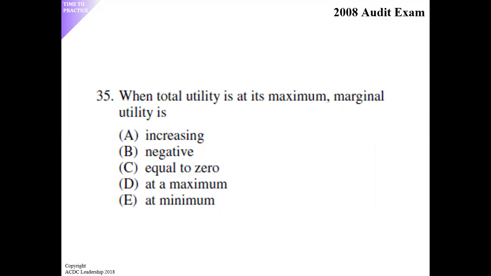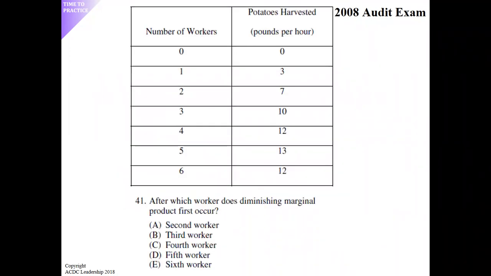Anytime they're asking you about a marginal, the total is always maximized at 0. All right, after which worker does diminishing marginal product first occur? After which worker?